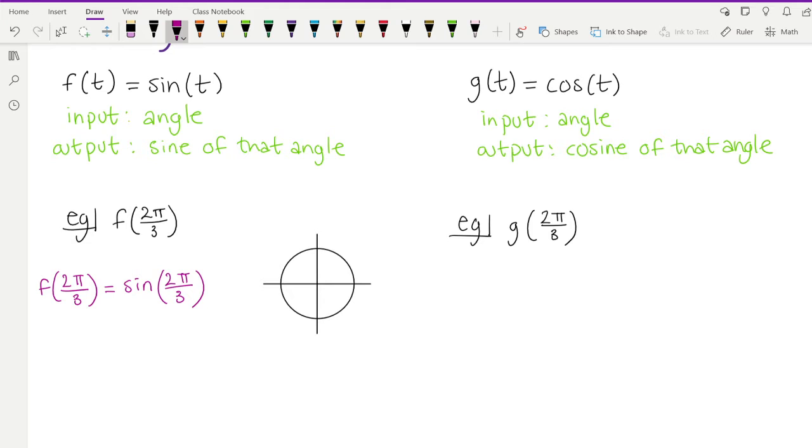Then there is one more step though, right? It's not immediately obvious what sine of 2 pi over 3 is. We have to actually calculate it, and that's where the unit circle comes in.